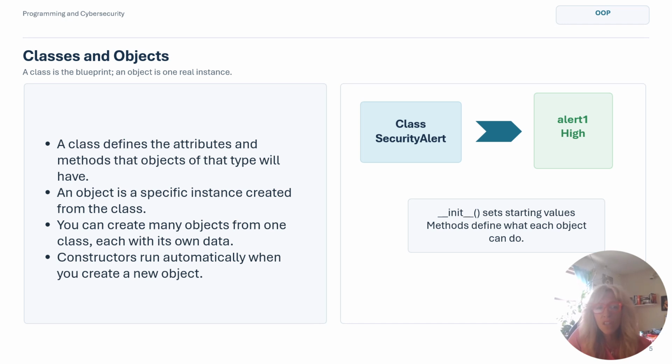This slide also talks about constructors, which is written as __init__. This is a special method that runs automatically when a new object is created. Its job is to set the starting values for that object. Methods, more generally, define what the object can do. So the big takeaway is this: a class is the template, an object is a real instance built from that template, and the constructor helps give that object its starting point.